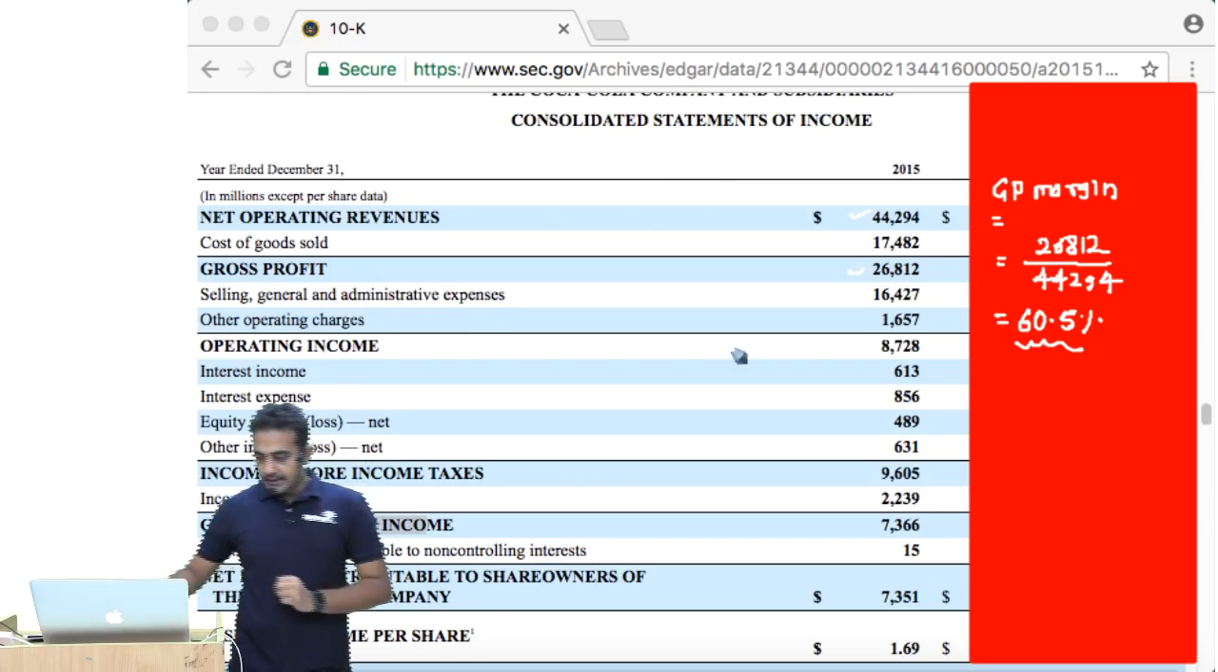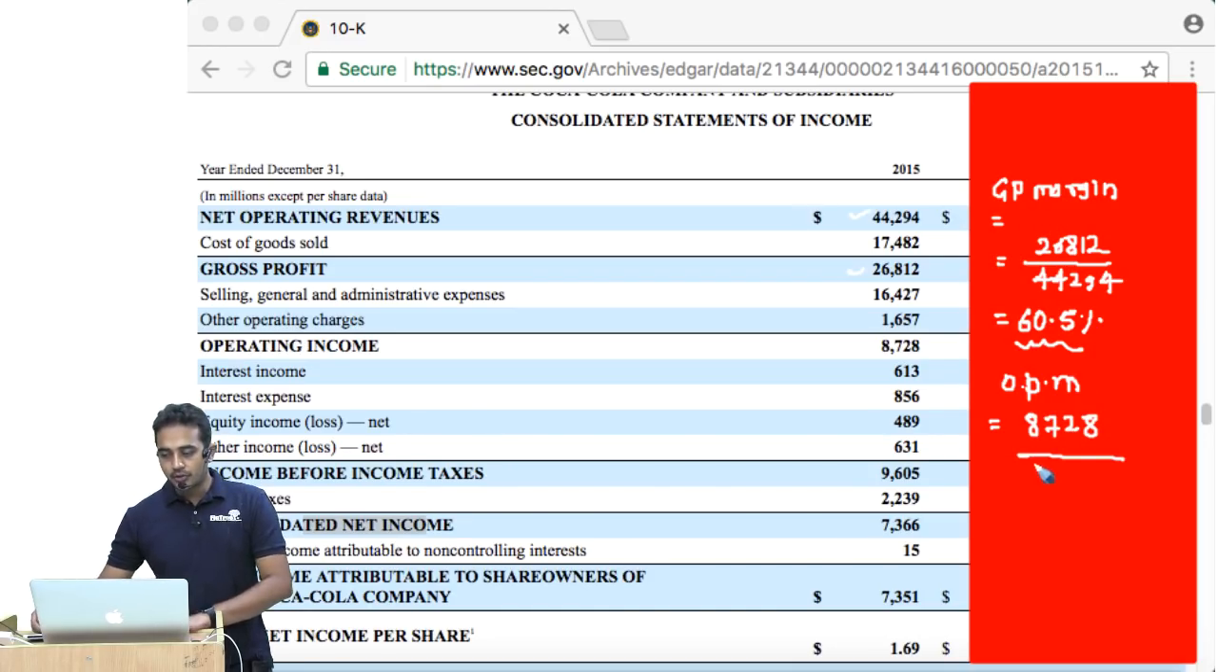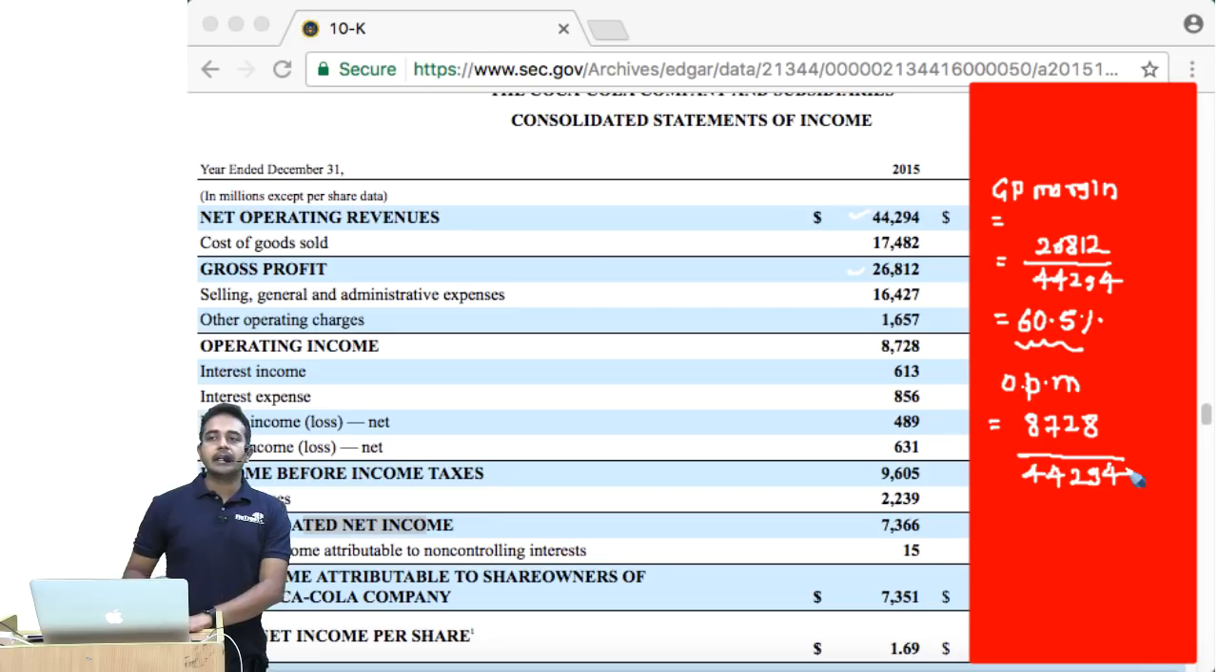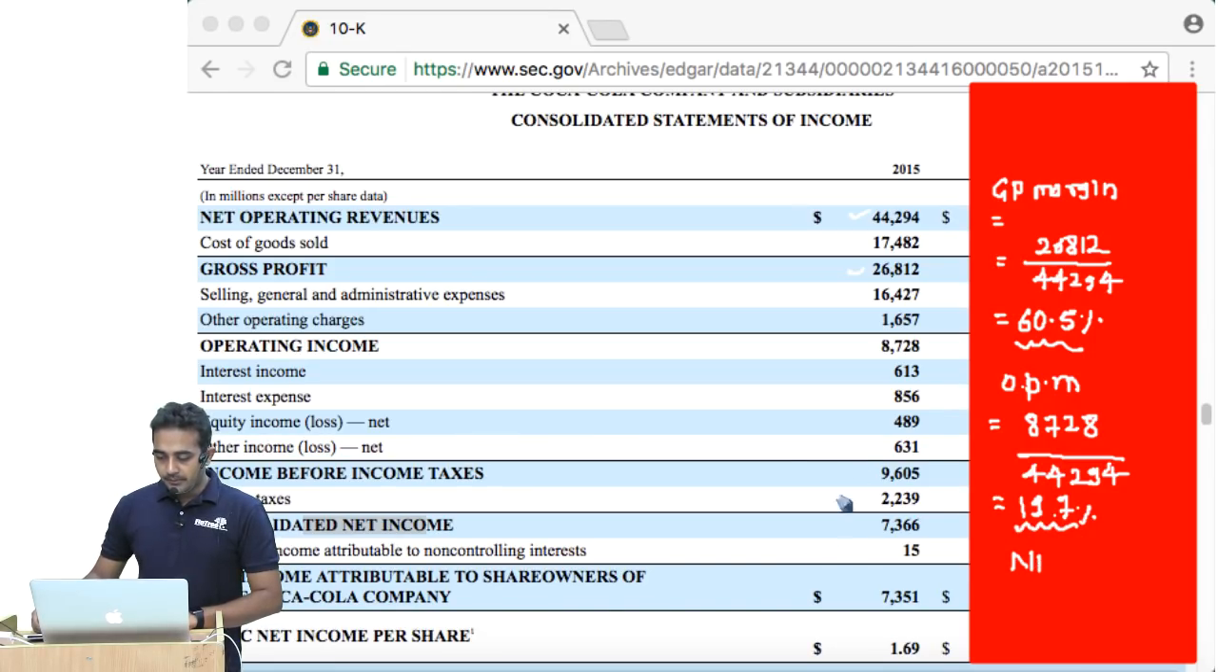Is that making sense? Then we can also calculate an operating profit margin. So operating profit margin would be, what is your EBIT? How much is your EBIT here? Look at this. 8728. So 8728 as a ratio to 44294. That means I am taking it as a ratio to sales. Operating profit divided by sales. And how much would that be? 19.7%.